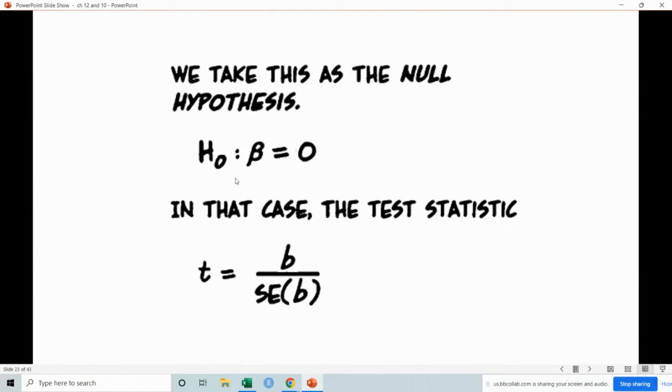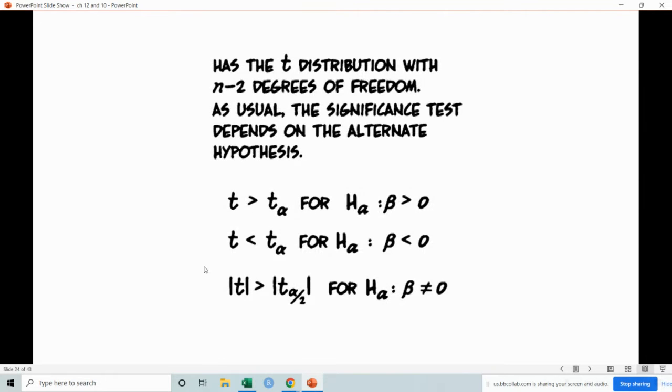So H null, or H0, is beta equals 0, and in that case, the test statistic t would be our estimated beta value b divided by the standard error of that, and that'll give us our t statistic that we would compare to our t critical value, or we'll use p values based on this t stat. It has the t-distribution with n minus 2 degrees of freedom.